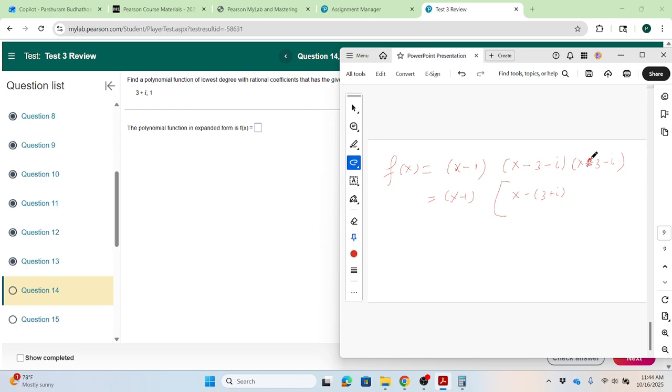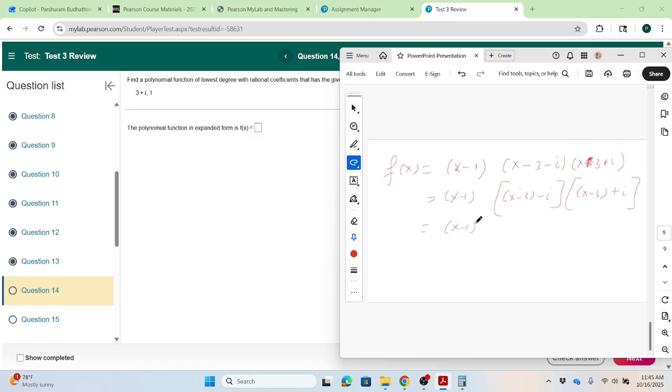So one of the zeros is 3 plus i, so x minus 3 plus i becomes 3 minus i. Another zero is supposed to be 3 minus i, because 3 minus i is the conjugate. So whenever you multiply that, look here, x minus 3, x minus 3. So that would be x minus 3 minus i, that's one of the factors. x minus 3 plus i, that's another factor.